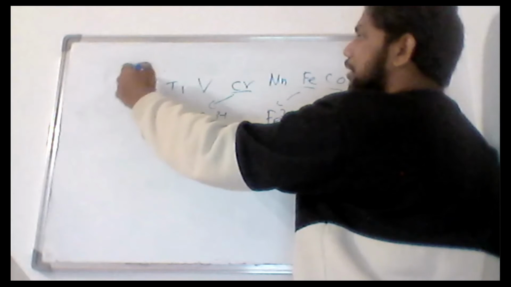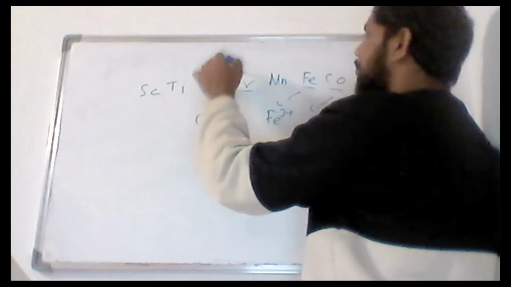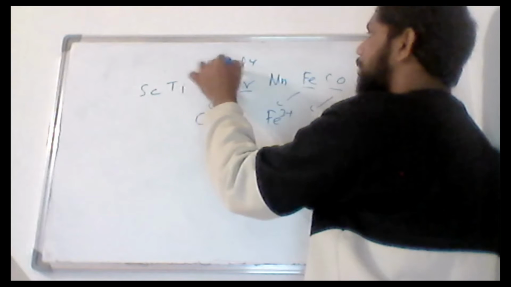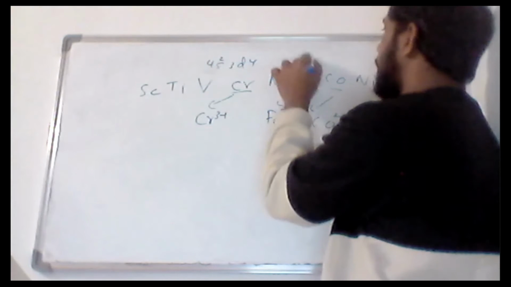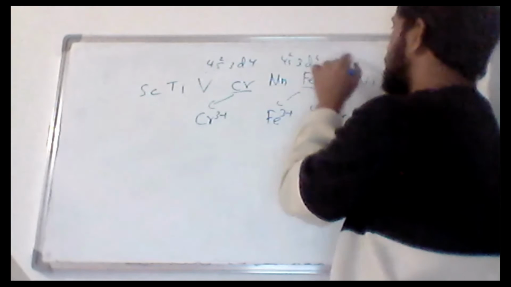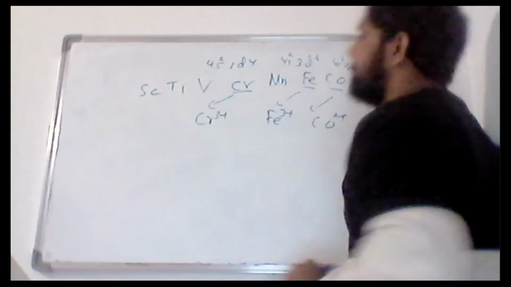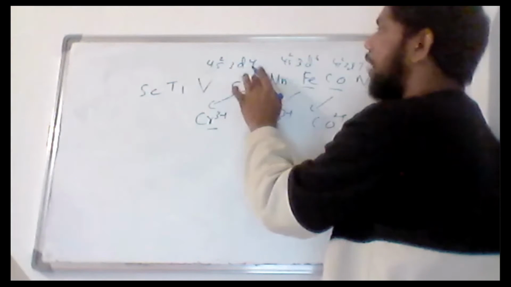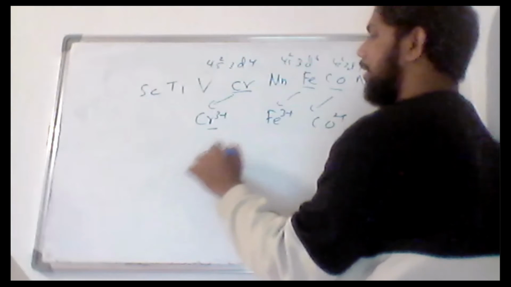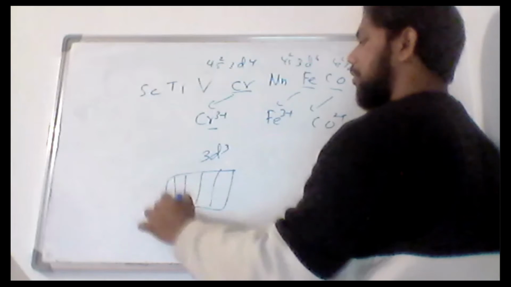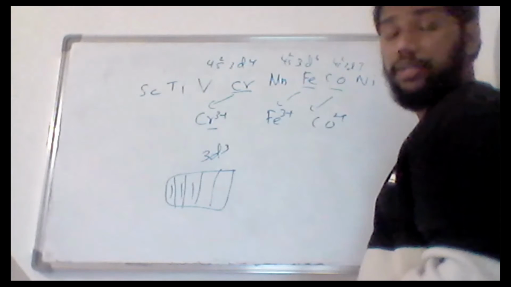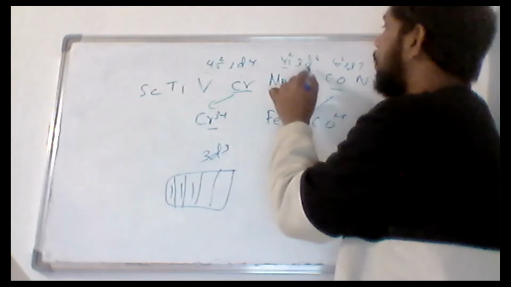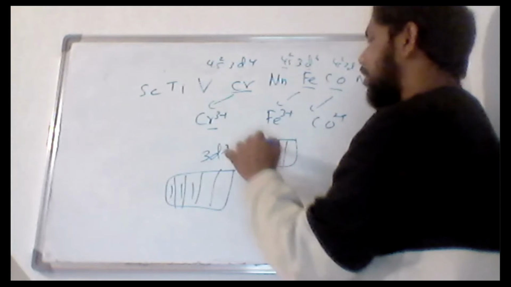So this is d1, d2, d3, d4: 4s2 3d4, 3d5, 3d6. And this is 4s2 3d7. And you need chromium 3+. So 2 electrons can be removed from here and 1 electron can be removed from here. So it is 3d3, which means it has 3 unpaired electrons. Then we will go for iron. Iron 3+ means 4s0 3d5. So it has 5 unpaired electrons.